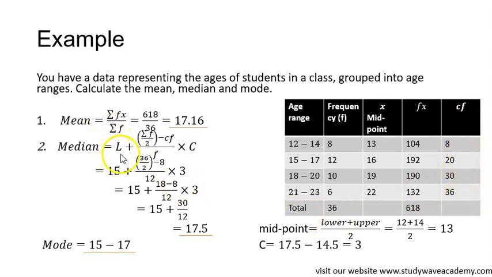Now let's look for L. L is the lower boundary, or the lower class, like we said earlier. And how do we get this? We have 36 as the total frequency. So what is the middle point of 36? What numbers are the middle of 36? We have two numbers in the middle of 36, okay? We have 18 and 19. Anytime you have an even number as your frequency, the middle is two numbers, okay?